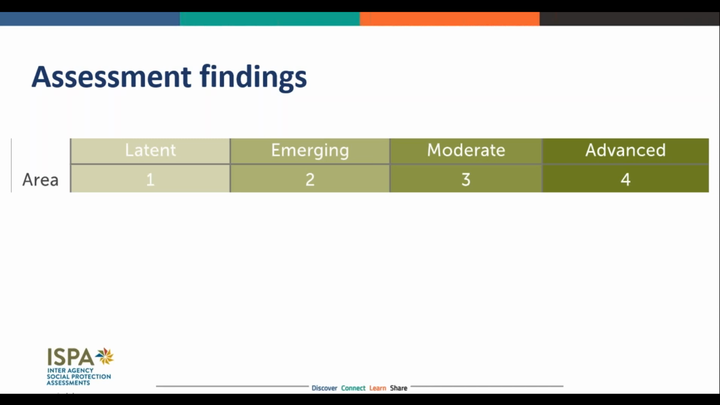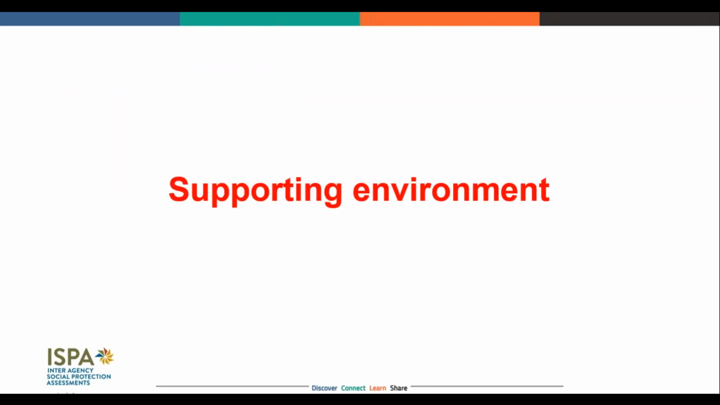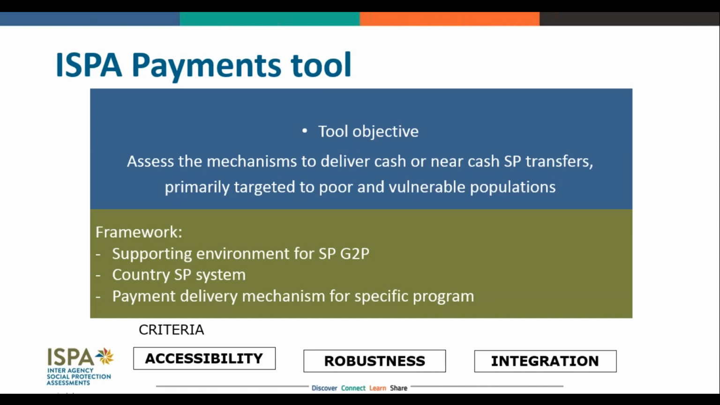Thank you, Anastasia. If we can go to slide 7, the ISPA payments tool. The objective of the payments tool is to assess payment delivery mechanisms that are used to deliver cash and near cash transfers in social protection programs. When we say cash and near cash, we effectively mean cash and vouchers, and specifically those programs that are primarily targeting poor and vulnerable populations.